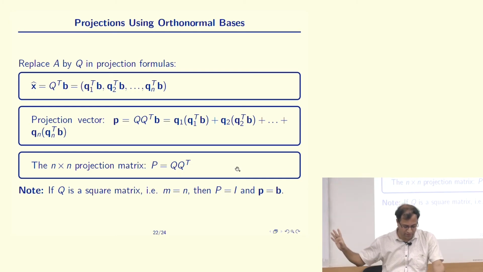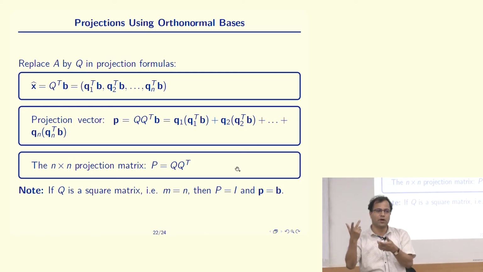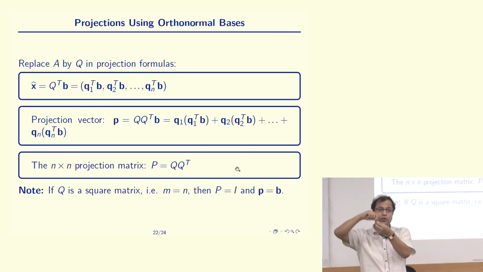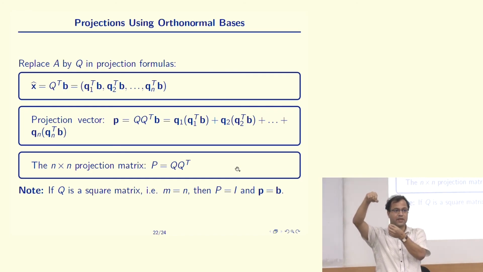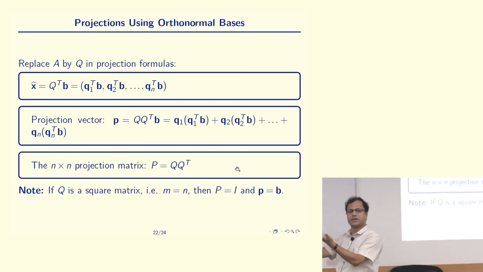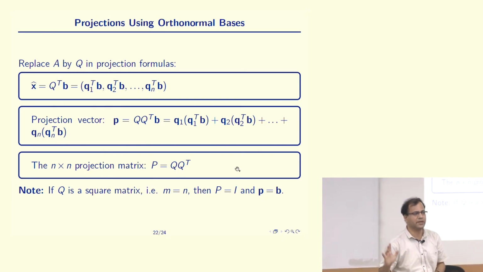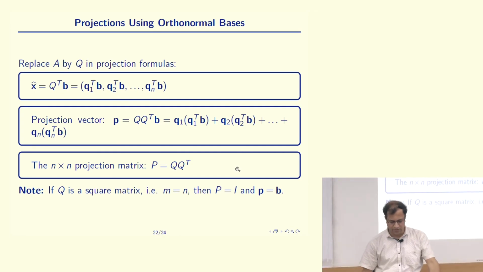Now one nice property you can check: if Q is a square matrix, that is, M and N are equal, then P is equal to B. Why is that? We have discussed already that if B lies in the column space, then P is the same as B. If you have a square matrix, then the B vector is already in your column space, right? So if B is in the column space, then the projection is the same. So P is equal to B. That's one nice observation you can just check.